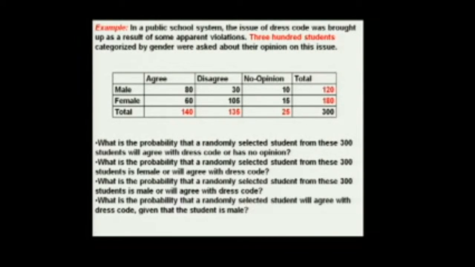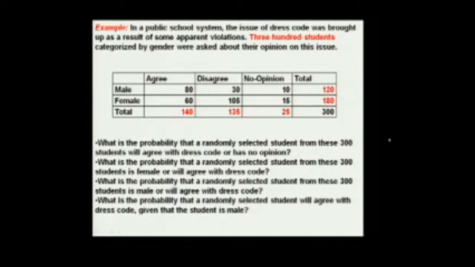Here is another example. We'll go over it real quickly. In a public school, the issue of dress code was brought up as a result of some apparent violations. 300 students categorized by gender were asked about their opinion. We have again male and female in this column. That's one category. And the other category is whether the students agree, disagree, or there is no opinion. You can see here we have more divisions of the category here, not 2 and 2 like the previous example.